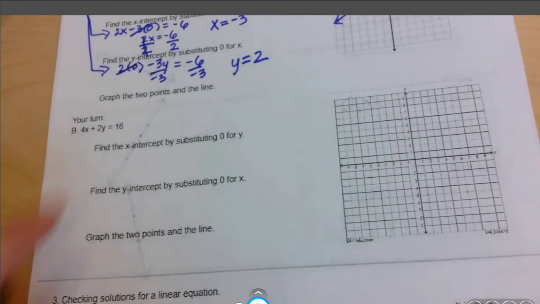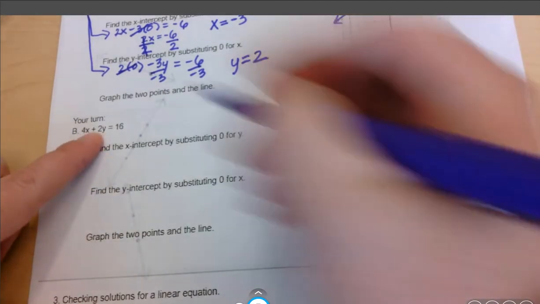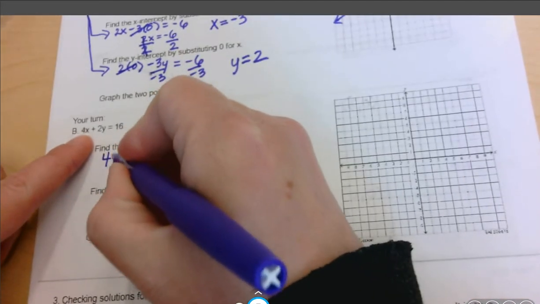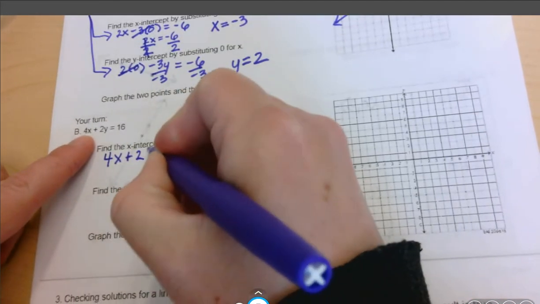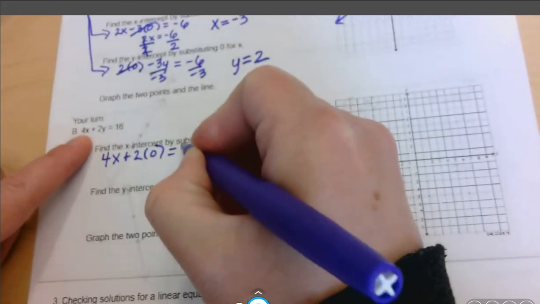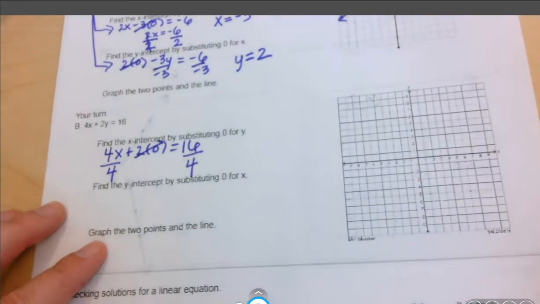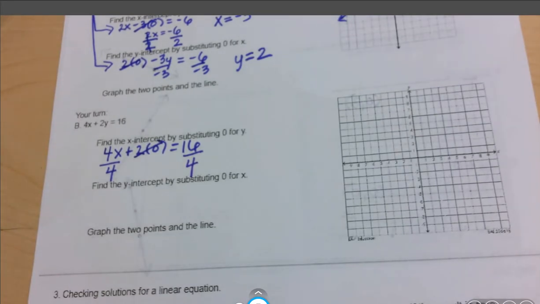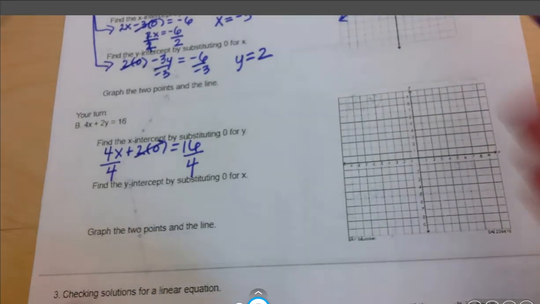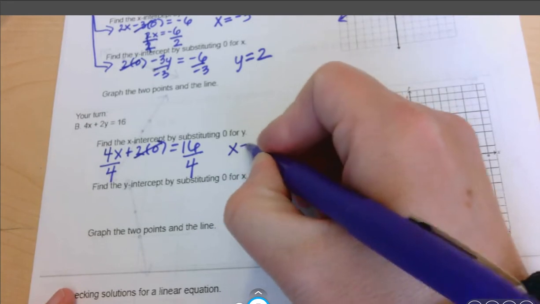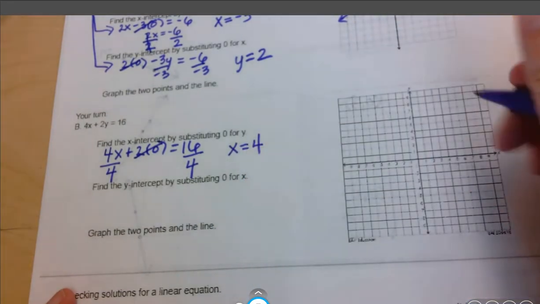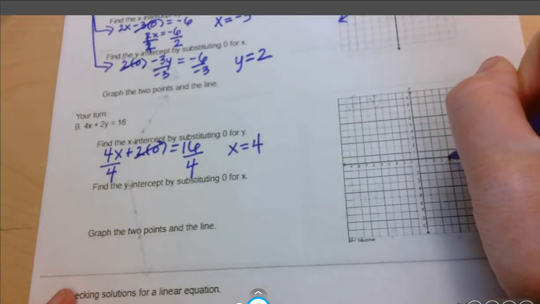All right, so I'm going to find my x-intercept by substituting 0 for y. So I have 4x plus 2 times 0 equals 16. 2 times 0 is 0. And when I divide by 4, what did you guys get for your x-intercept? Did anybody get it yet? Okay, I heard some votes for 4, and I agree. So on the x-axis, you want to mark 4.